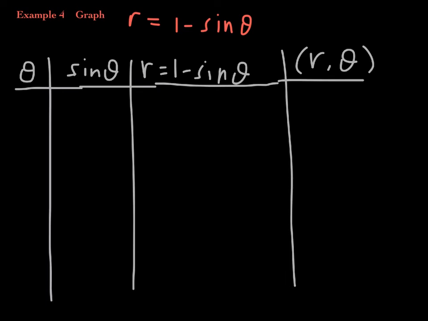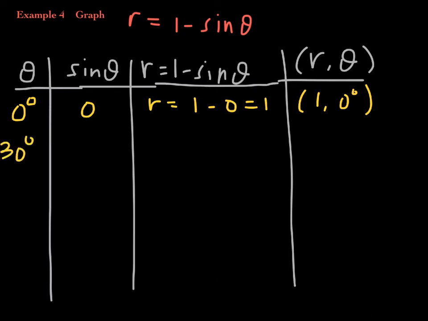So for example, if I start with 0 degrees, sine of 0 degrees is 0, and r would be equal to 1 minus sine of theta. So in other words, r would be equal to 1 minus 0, which is 1. So therefore, one point that's on this curve is 1 comma 0 degrees. Cool? And you keep doing this. So let's do this again. Let's go, I don't know, maybe 30 degrees. That would be convenient, wouldn't it?